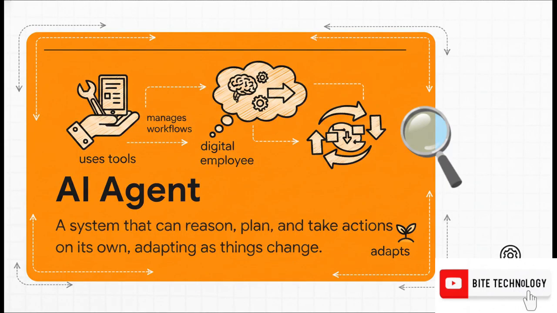Okay, so that's the cool idea. But here's the slightly more textbook definition. An AI agent is a system that can reason, plan, and act autonomously. It uses tools, it manages workflows, and, this is the most important part, it adapts. This is what transforms a piece of software from just a simple tool into that digital employee we're talking about.